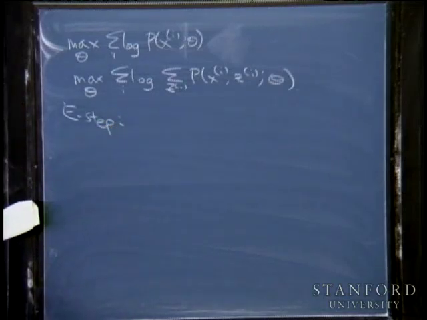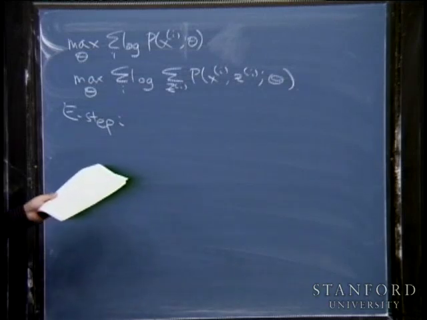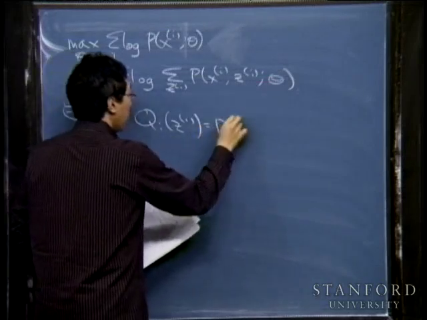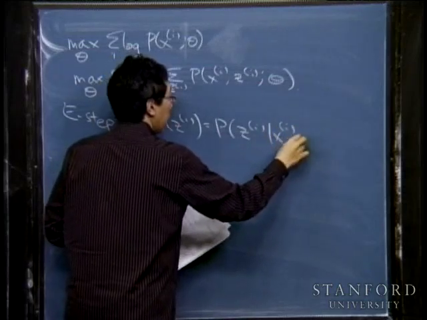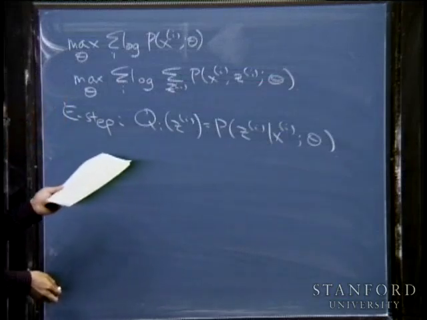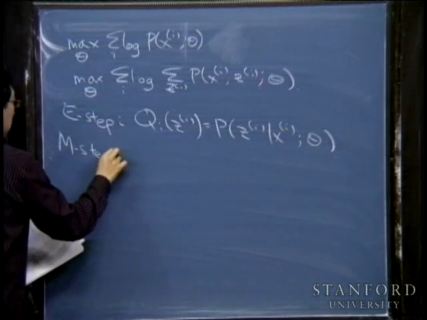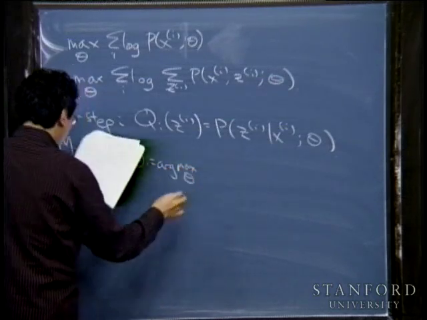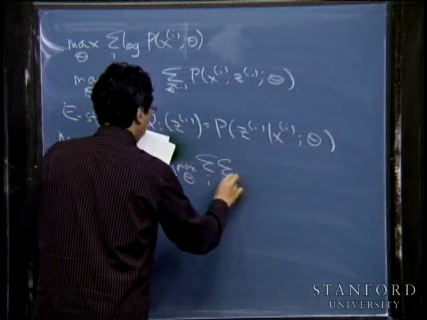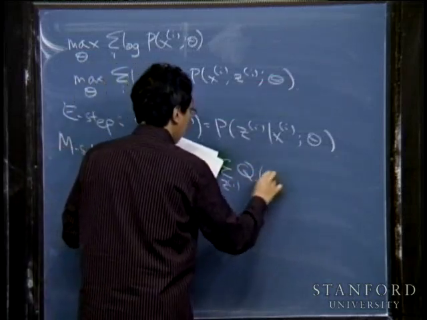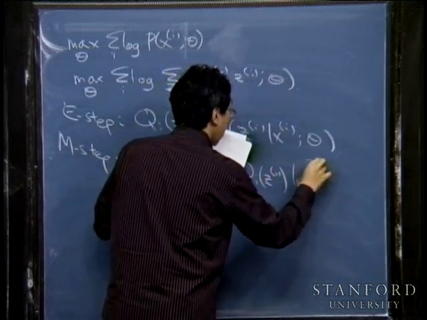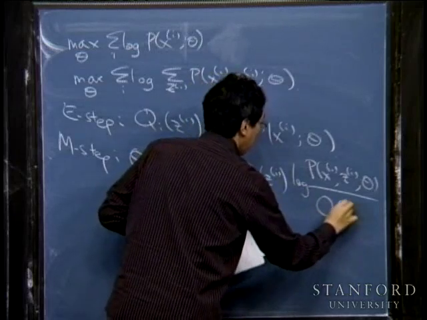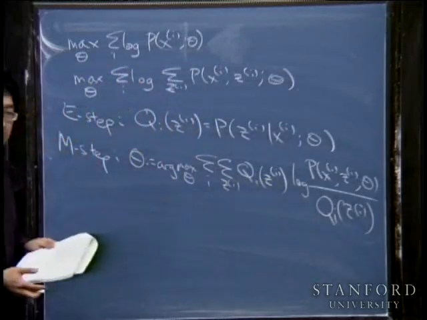Using Jensen's inequality last time, we worked out the EM algorithm in which, in the E step, we would choose these probability distributions, qi, to be our posterior on z given x, parameterized by theta. And in the M step, we would set theta to be the value that maximizes this. So these are all formulas that we worked out last time.